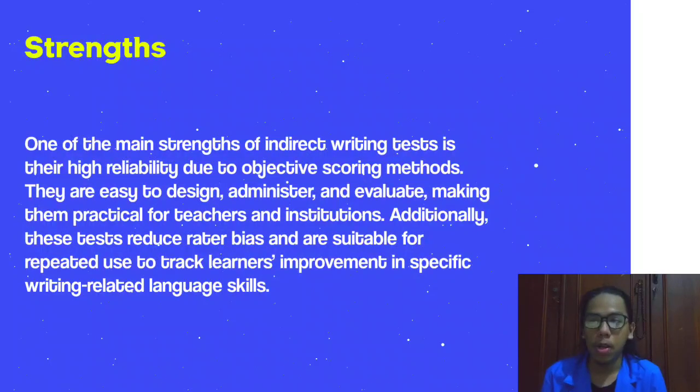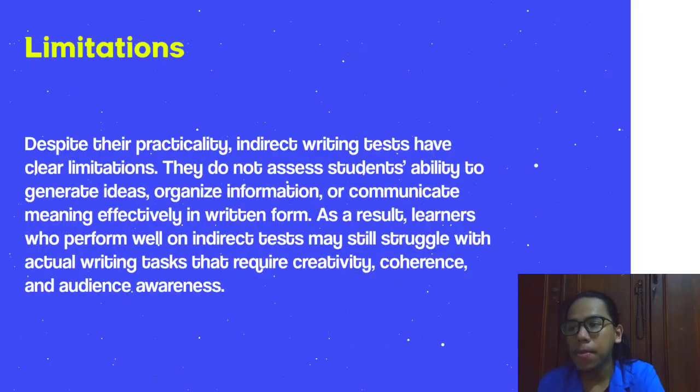Next is strengths. The main strength of indirect writing tests is their high reliability due to the objective scoring method. They are easy to design, administer, and evaluate, making them practical for teachers and institutions. Additionally, these tests reduce rater bias and are suitable for repeated use to track learners' improvement in specific writing-related language skills.